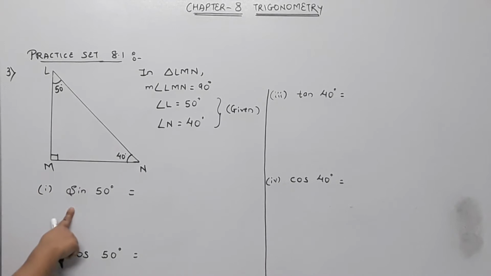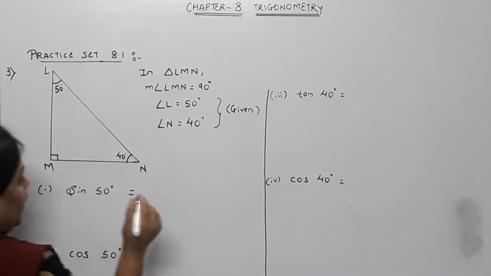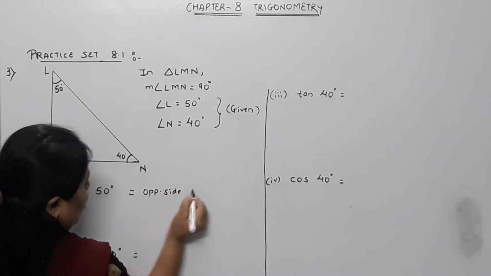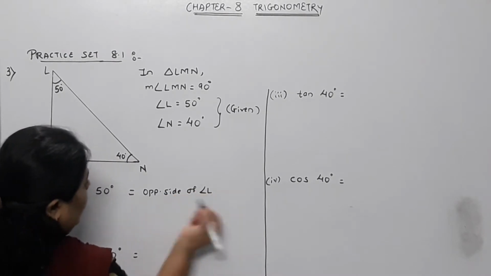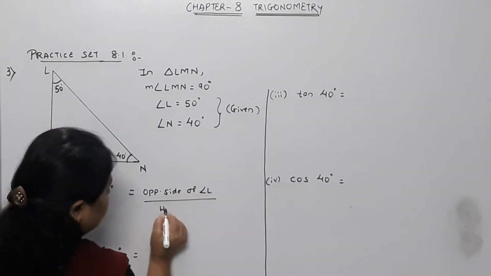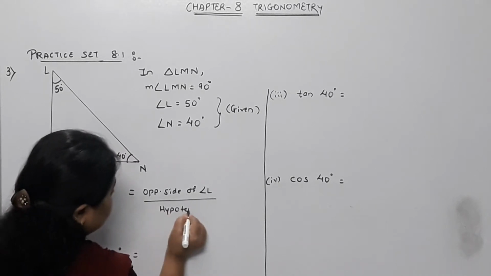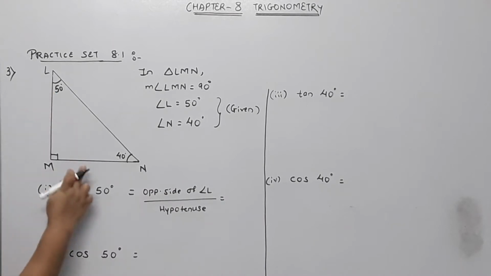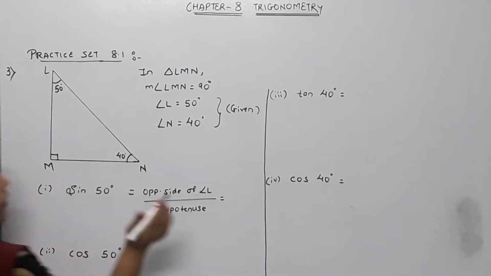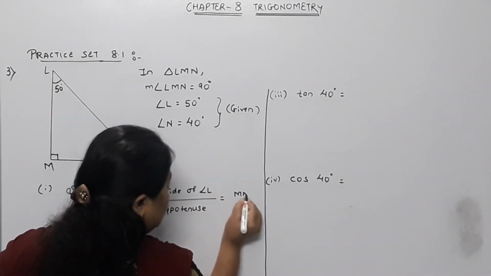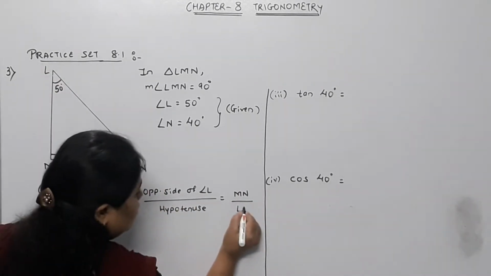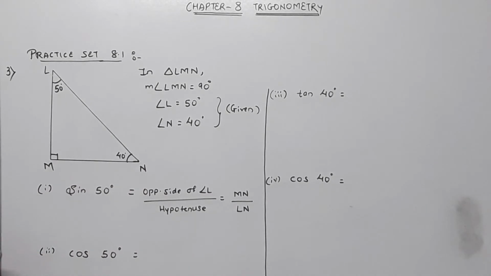So what is the ratio of sin 50? Sin 50 equals opposite side of angle L upon hypotenuse. So that is equal to, opposite side of 50 is MN. So ratio is MN upon hypotenuse, which is LN. This is your first answer.